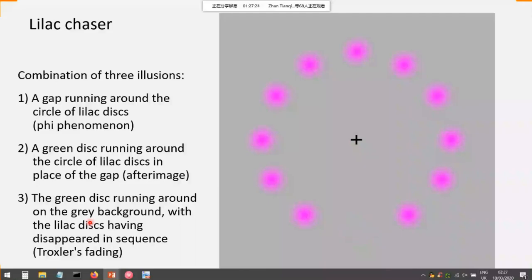And it's quite funny because it's a bit like a Pac-Man game. Because of this after image effect, you see the green disc. And after a while, this green disc seems to eat the lilac discs. But afterwards, it seems to create those discs again. So sometimes you see only the green disc moving around, then you see again the lilac discs, and then they are eaten again, and so on and so on. This shows that it's possible to combine some of the illusions to create interesting effects.